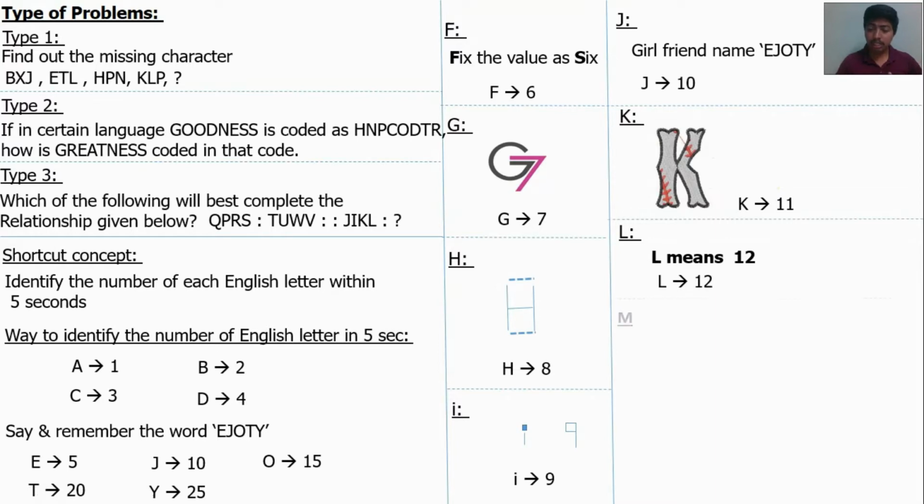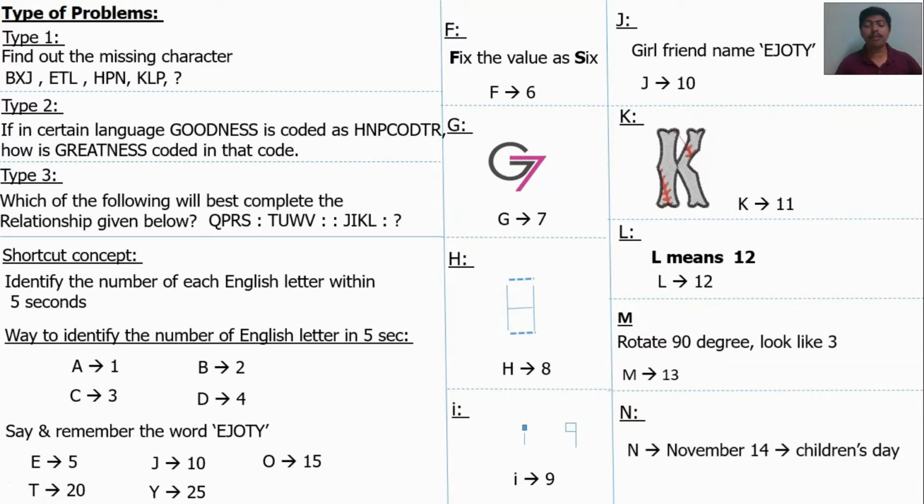Then M. The M shape is like a 3. If you rotate this M, it looks like 3. So the position of M is 13. Next, N. Remember that number 14 is Children's Day. So N means 14. The position of N is 14.